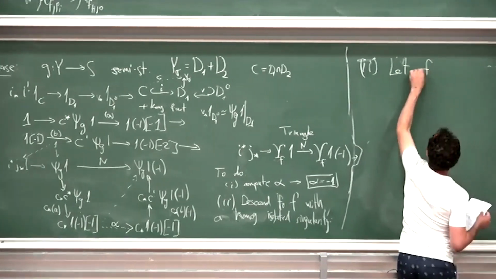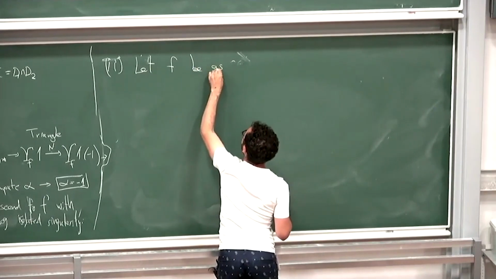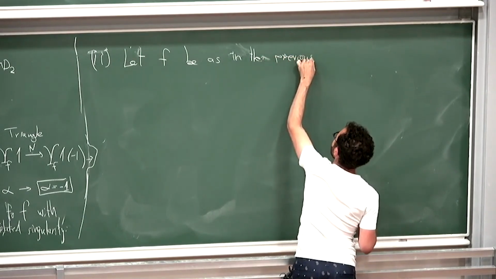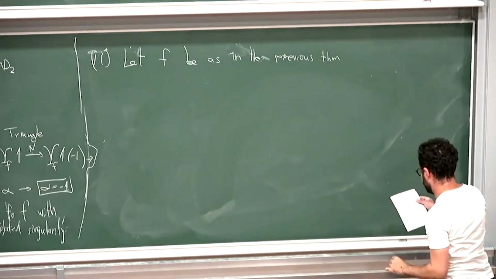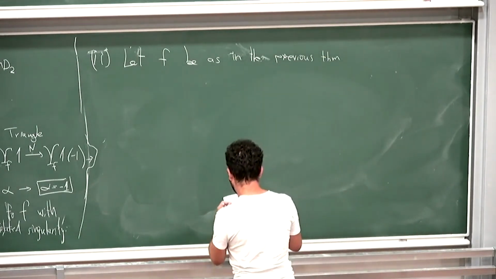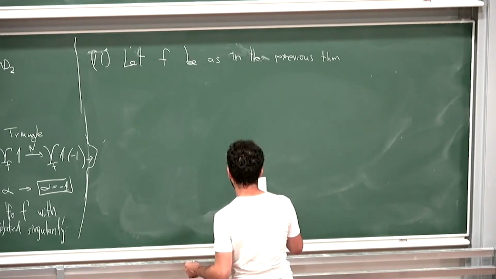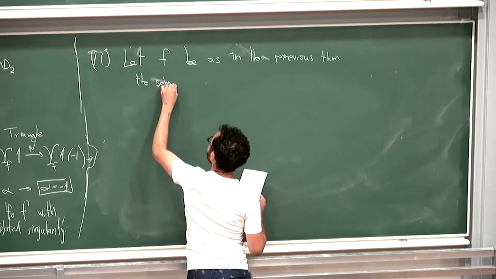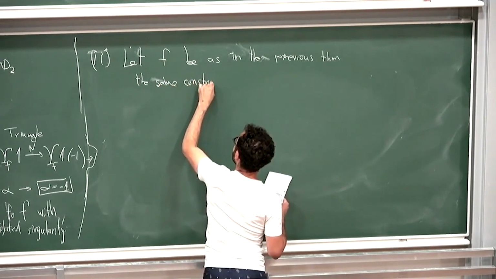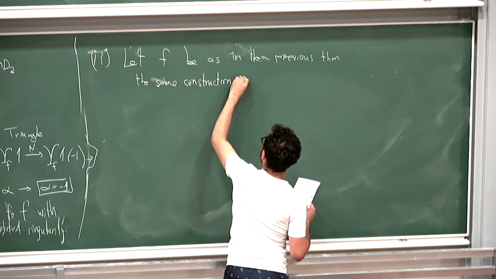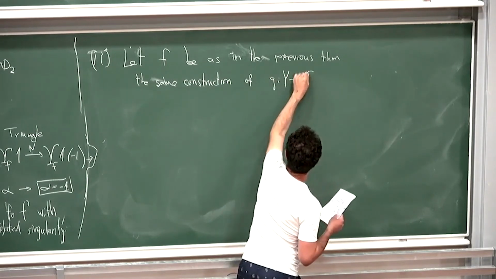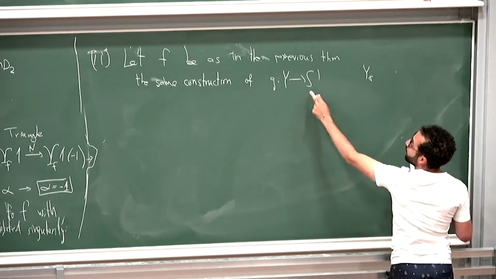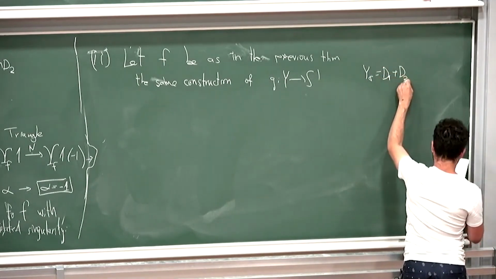So let F be as in the previous theorem. To make it quick, then the same construction of G from Y to S prime. Well, we get Y as we wanted with those two pieces.